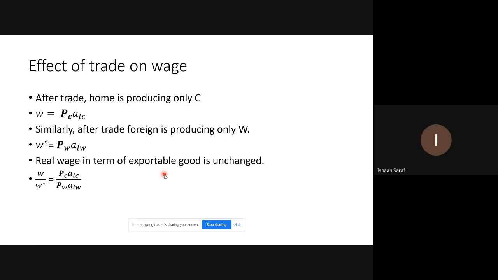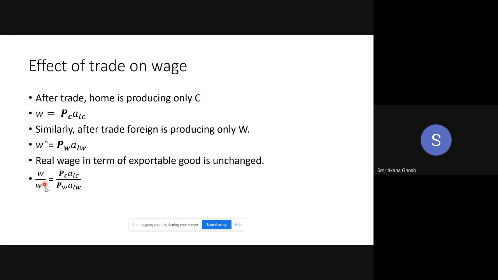Ma'am, can you explain the last ratio of W to W star? Ma'am, the ratio of W and W star. Just put those values.